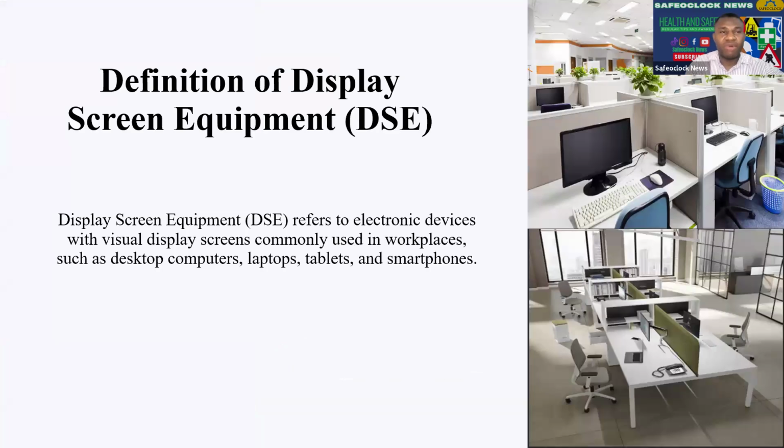So first, what is display screen equipment? This is any electronic device that has a visual display screen that is usually used in the workplace. For instance, your monitor at your workplace, your laptop screens, the desktop monitors, even your smartphones, because it's an electronic device and it has the capability of displaying what you are presenting or what you are viewing. So we refer to them as display screen equipment.